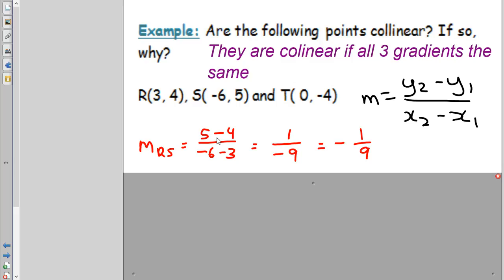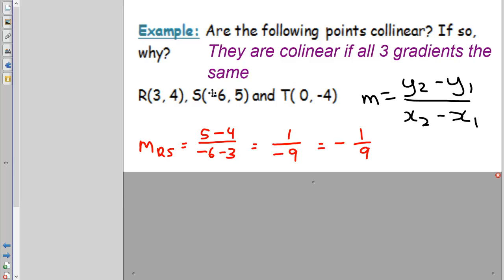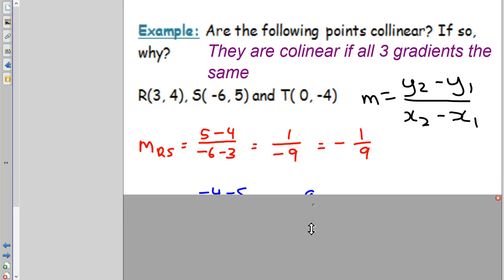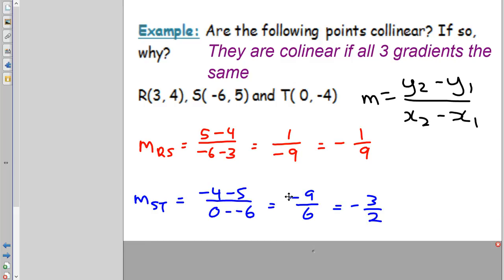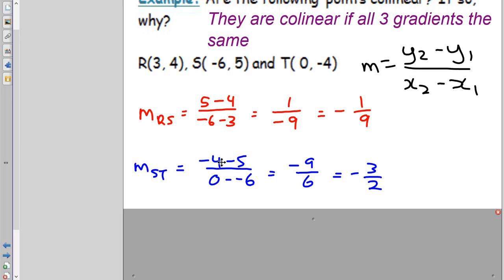So gradient of RS, plug in your y2 minus y1, x2 minus x1, we get 1 over negative 9, which is the same as negative 1/9. Next I'm going to find the gradient of ST. So let's do that. Feel free to pause and try it yourself first. Gradient of ST, it's looking already that they're not collinear because when you plug these in, you end up getting negative 9 over 6, which is negative 3 over 2. So they're already looking like they're not collinear.